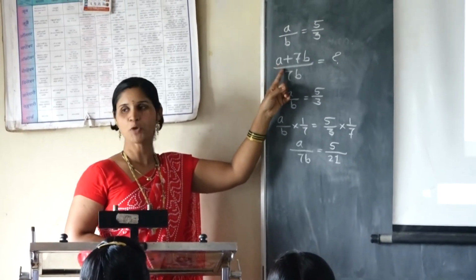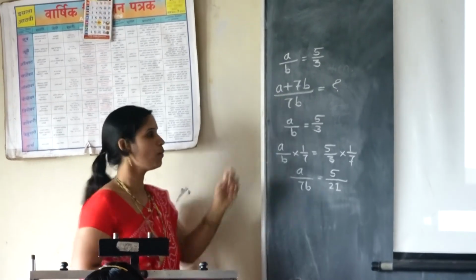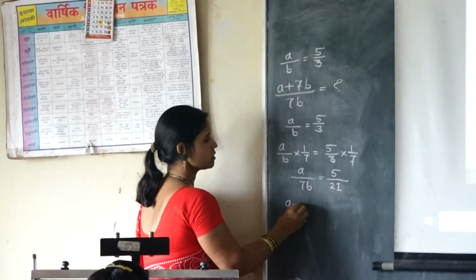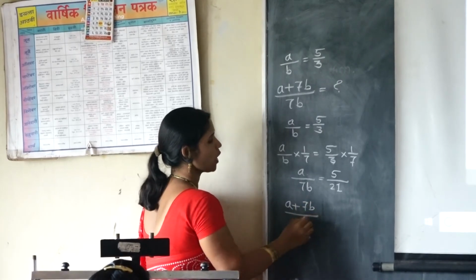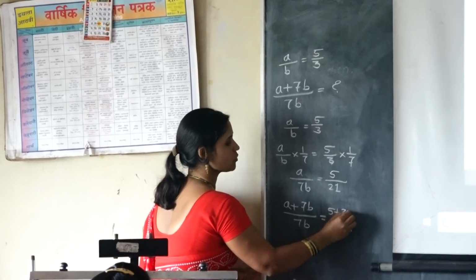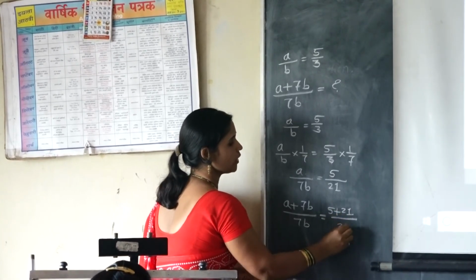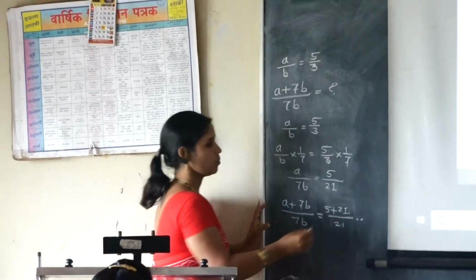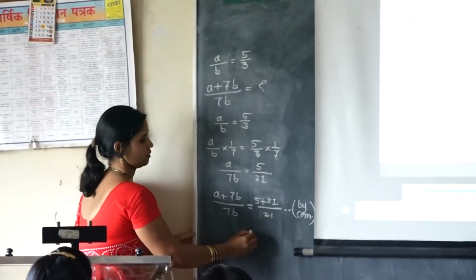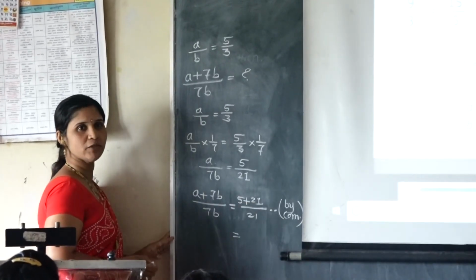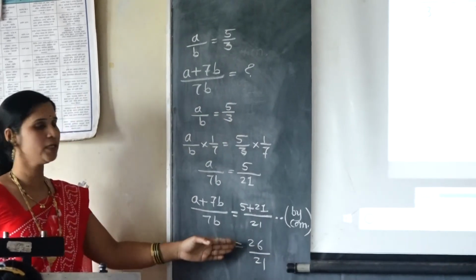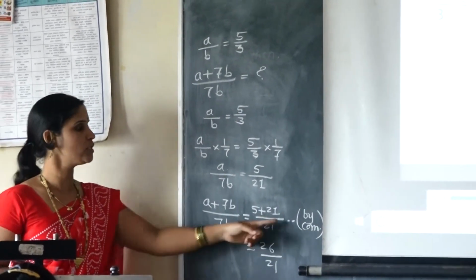Which property? Componendo. By using componendo, what can we say? A plus 7B upon 7B is equal to 5 plus 21 upon 21. Then let's calculate it. 5 plus 21 is 26. 26 upon 21. Here is our answer by using componendo.